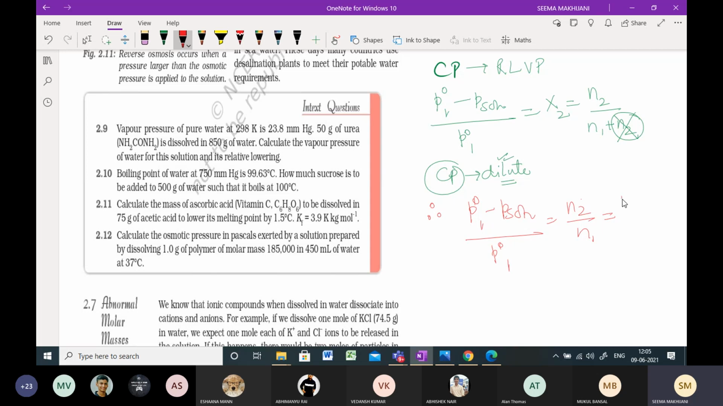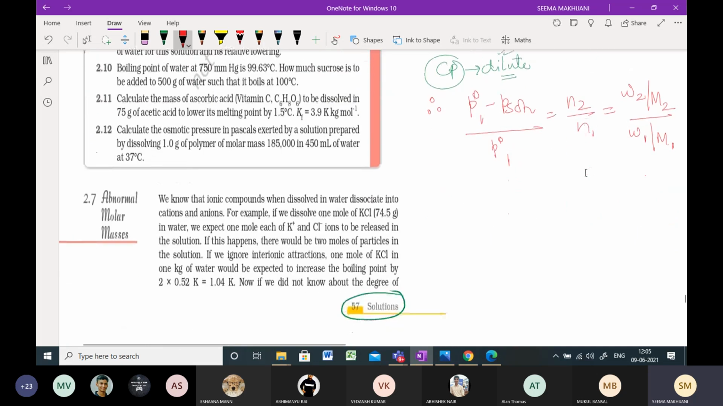Also, this means what? The moles of the solute is weight of the solute by molecular mass of the solute, divided by weight of solvent by molecular mass of the solvent. So this is the formula that you can substitute for the first colligative property. I am referring to numerical 2.9 now. Let's read the question first.